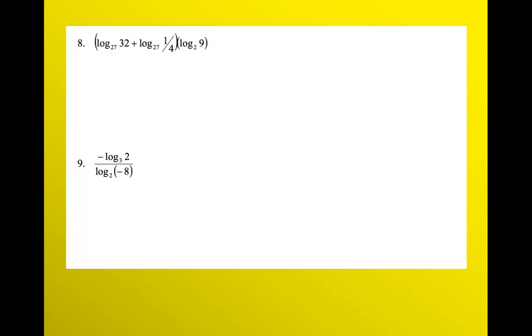Let's see what happens here. So log base 27 of 32 plus log base 27 of 1/4. I'm going to go ahead and multiply those. Right, so log base 27 of 8, and I'm multiplying it by log base 2 of 9. Ooh, this is like product of logs, and I don't see anything that cancels. Let's go ahead and use the change of base. Log of 8 over log of 27 times log of 9 over log of 2.